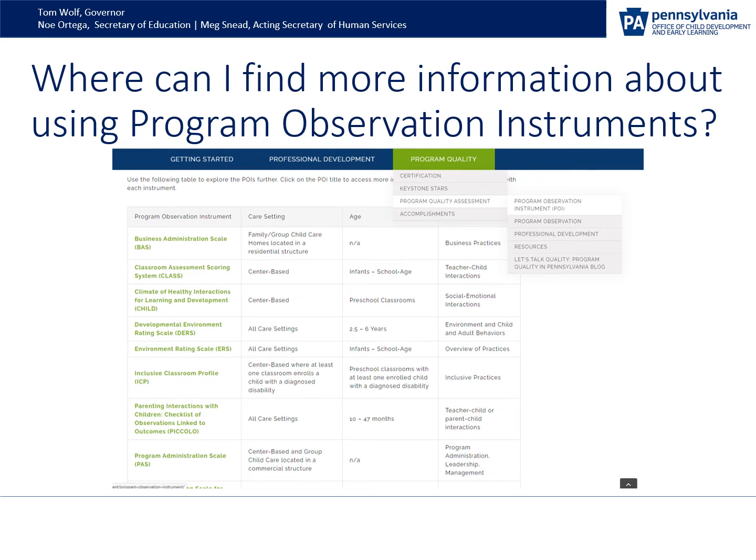Where can you find more information about using program observation instruments? If you're planning on using one of the POIs, the PAKey website is the first place to start. You'll visit www.pakeys.org. Then select Program Quality Assessment, and Program Observation Instrument, or POI. The chart displayed will appear, and you can click on the POI you are interested in. There's a wealth of information for each POI, including how-to guides that break down the assessment process for that specific tool.